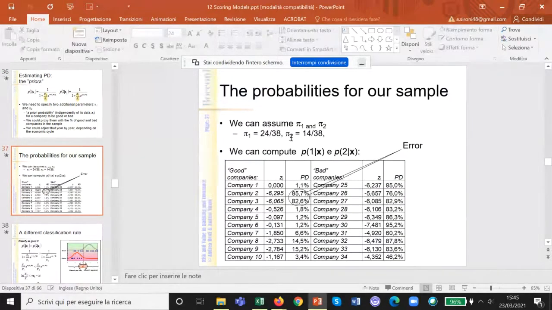So if we compute the probability of default, which is the probability of belonging to group 2, using these prior probabilities, those are the values that we get. And those are estimates of the PD. Remember, for company 2 and company 3, we made a mistake with the cutoff. Similarly, we estimate PDs which are very high, even though these companies actually are good companies, okay? Clearly, as you can see, the PDs for the bad companies are much higher on average.